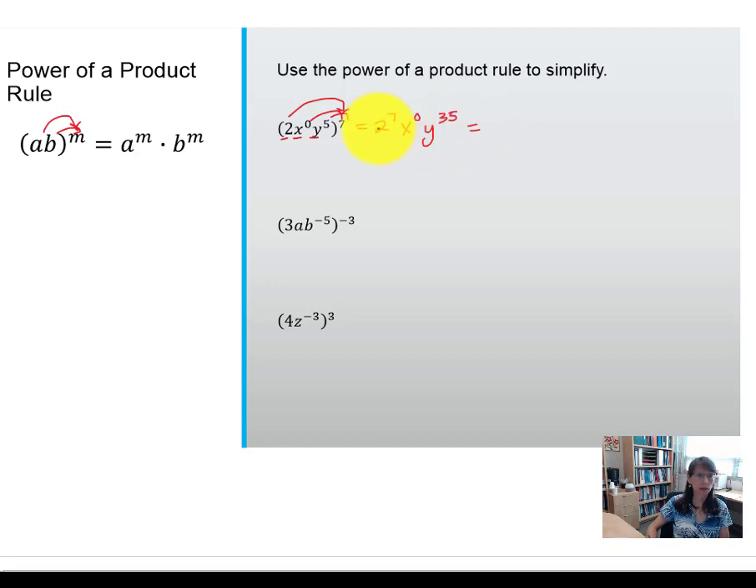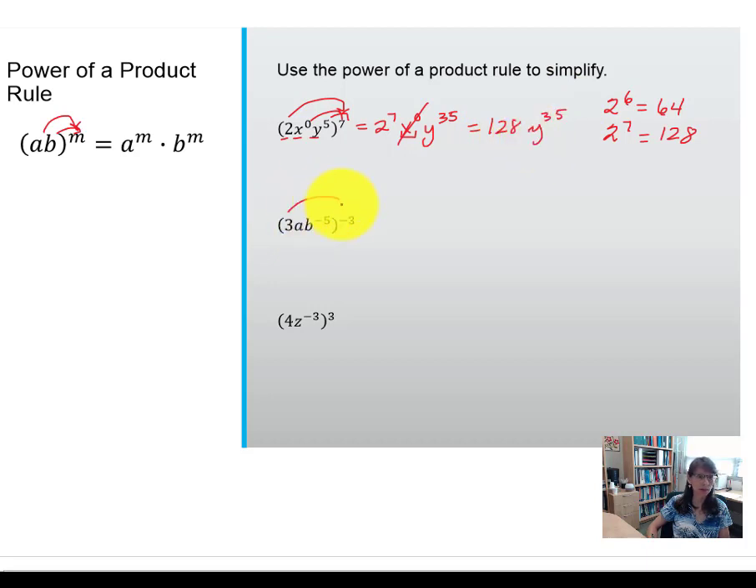Now we need to keep going because 2 is a numerical base. And since we just found out that 2 to the 6th is 64, 2 to the 7th would mean we have one more base of 2. So 64 times 2 would be 128. So 128, x to the 0 is worth 1, so that's eliminated, and we just have our base of y. So 128 y to the 35th.